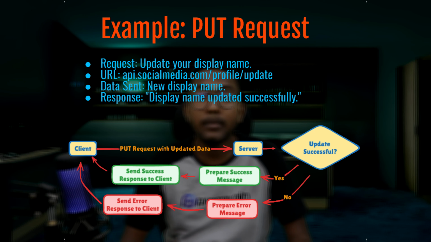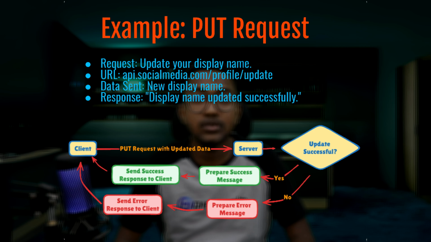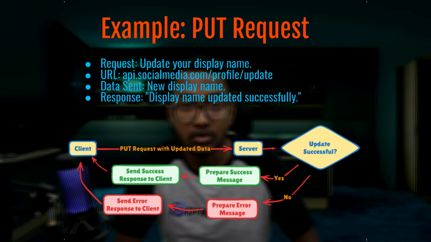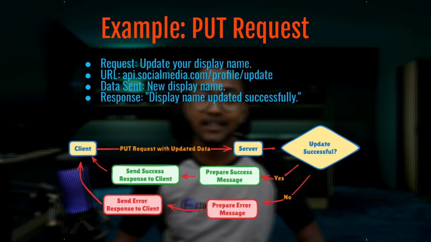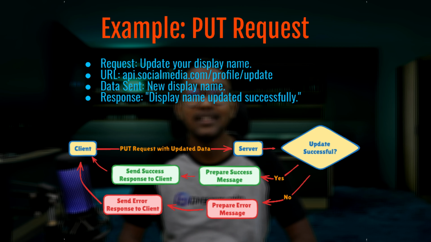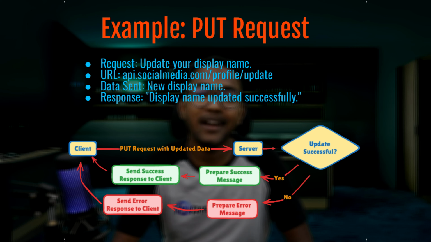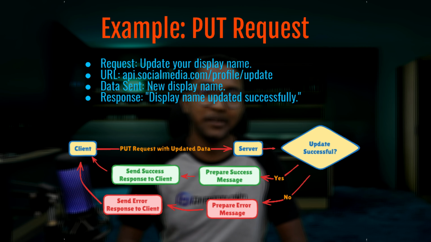For instance, you might use a PUT request to update a blog post, change your account settings, or edit a product listing in an e-commerce store. So now that we have seen how to retrieve data using a GET request, send new data using POST, and update existing data using PUT, let's look at how to delete data from a server using a DELETE request.